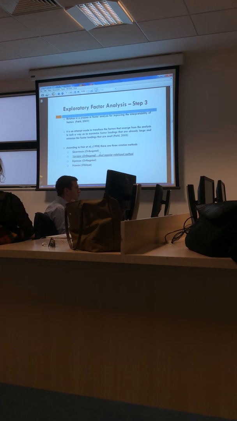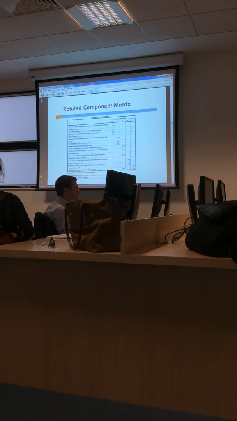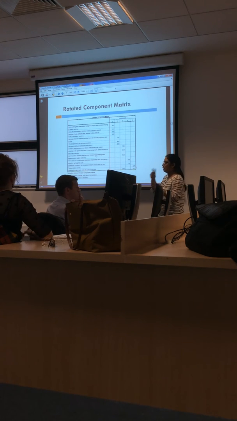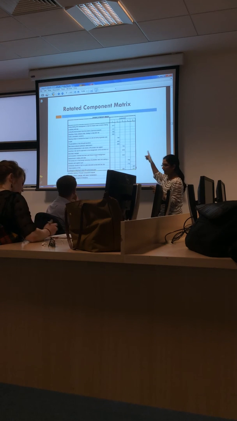And last, the third step would be rotation. As I told you, rotation makes it easier for you to interpret the results that you have got. Always go for Varimax, which is an orthogonal rotation. Once you do the rotation, you will get a table like this, which is the rotated component matrix. Sometimes there are 2 tables, so make sure that you select this one.